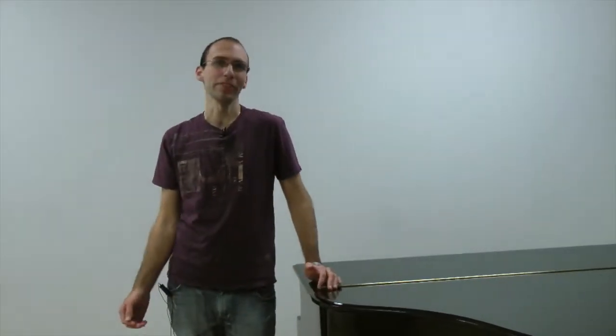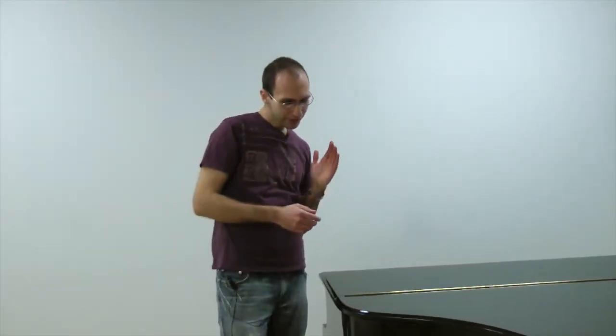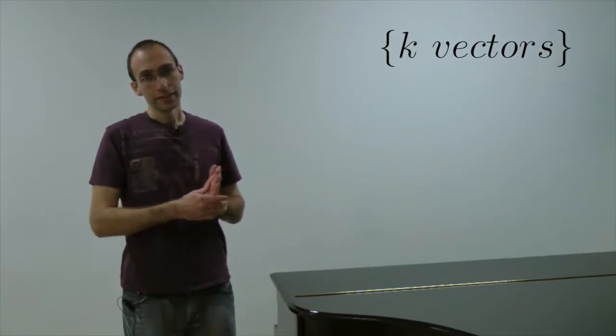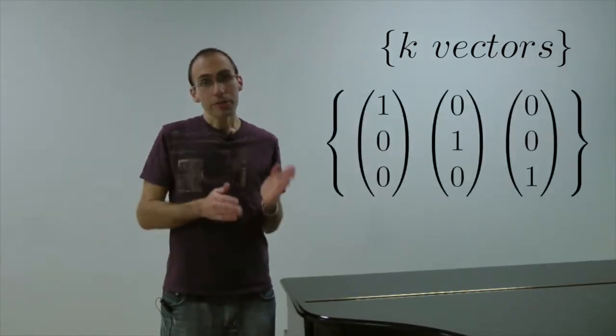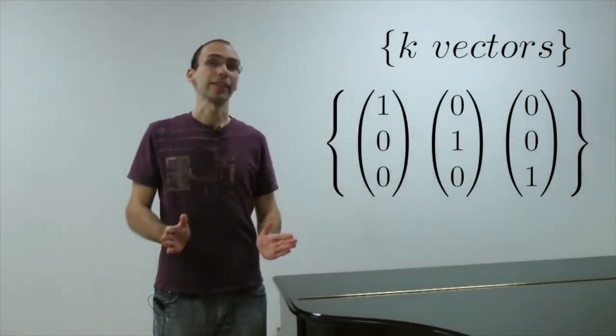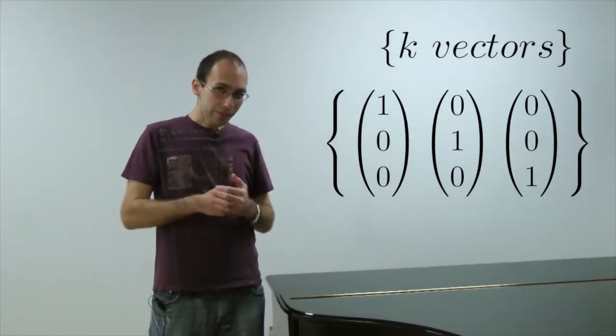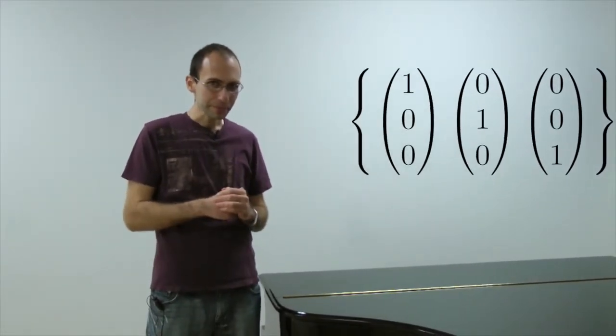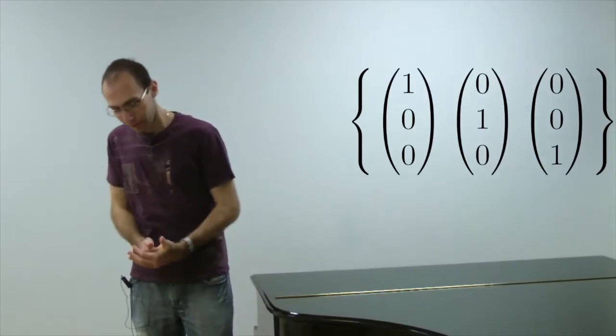The basic example of a linearly independent set consists of k vectors that are non-zero and mutually orthogonal in R^n. So we're using the idea of a scalar product now. It's not very hard to prove this.